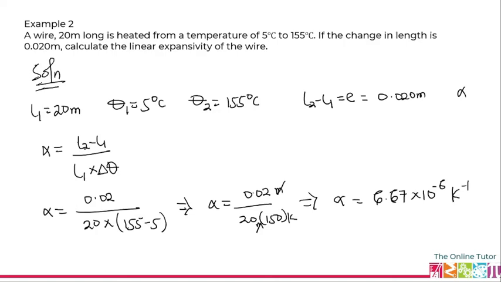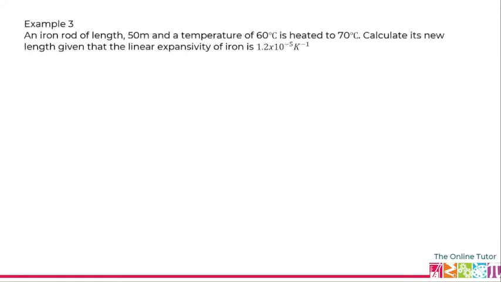Now let's have a look at one final example. Example number 3: we have an iron rod of length 50 meters at a temperature of 60 degrees Celsius, which is heated to 70 degrees Celsius. We are to calculate its new length, given that the linear expansivity of the iron is 1.2 times 10 raised to the power negative 5 per Kelvin. So let's write down our solution.